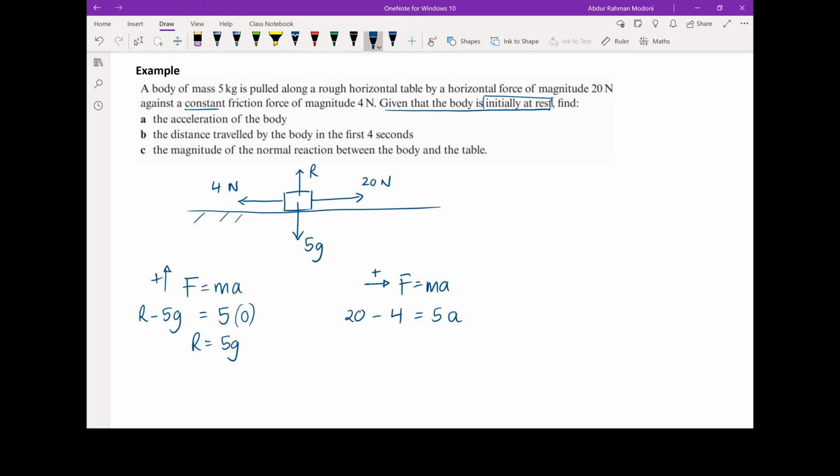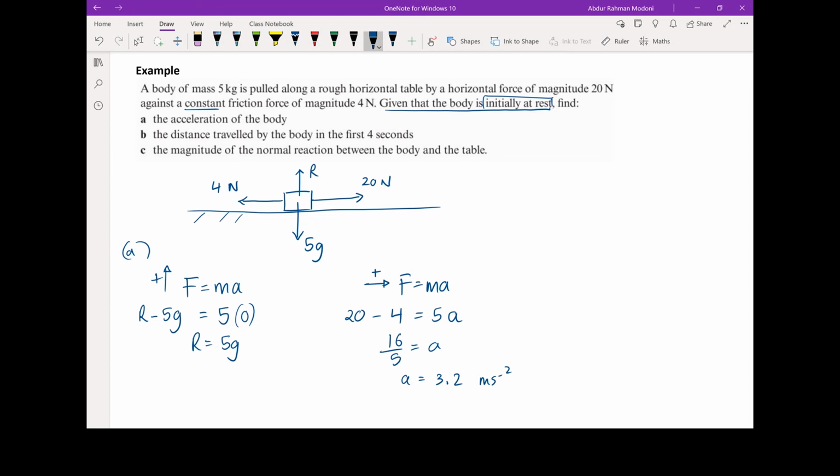That's what we're trying to work out. So from here, we can then go and figure this out. 16 over 5 is equal to a. So here we have our acceleration, which you can leave to 2 significant figures, 3.2 meters per second squared. So that's part A of the question.